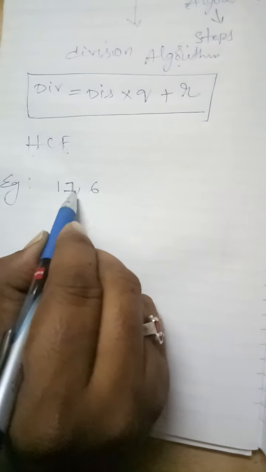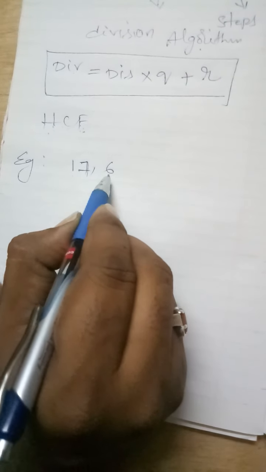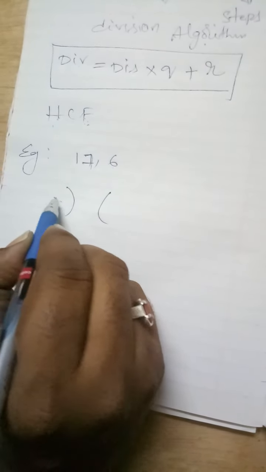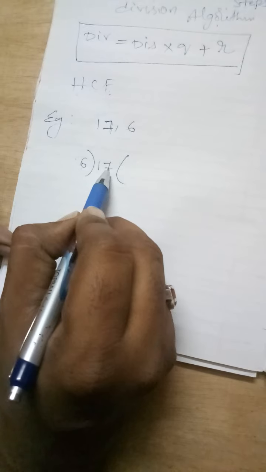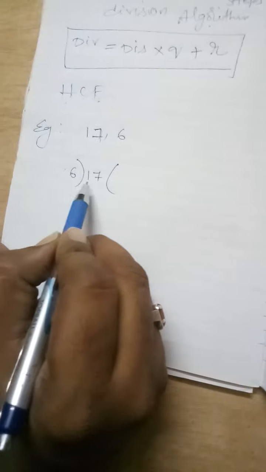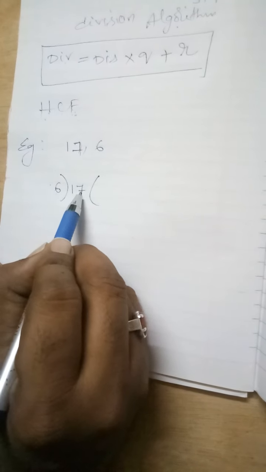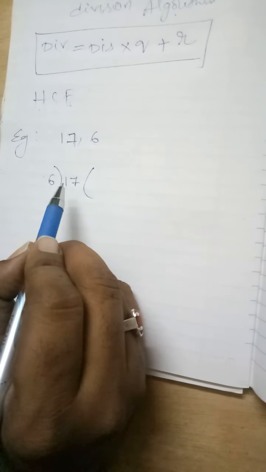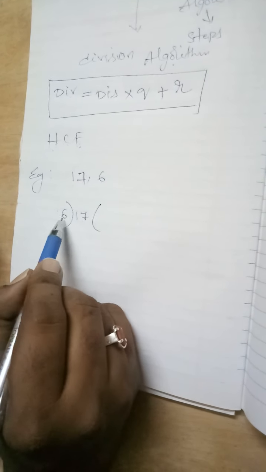In these two given numbers, what is the smallest number? 6, and the big number is 17. The small number is considered as the divisor and the big number as the dividend. Always we have to take the small number as divisor and the big number as dividend. How many 6s are 17? It's not possible, but what is the nearest number less than 17? 17 as dividend, 6 as divisor.